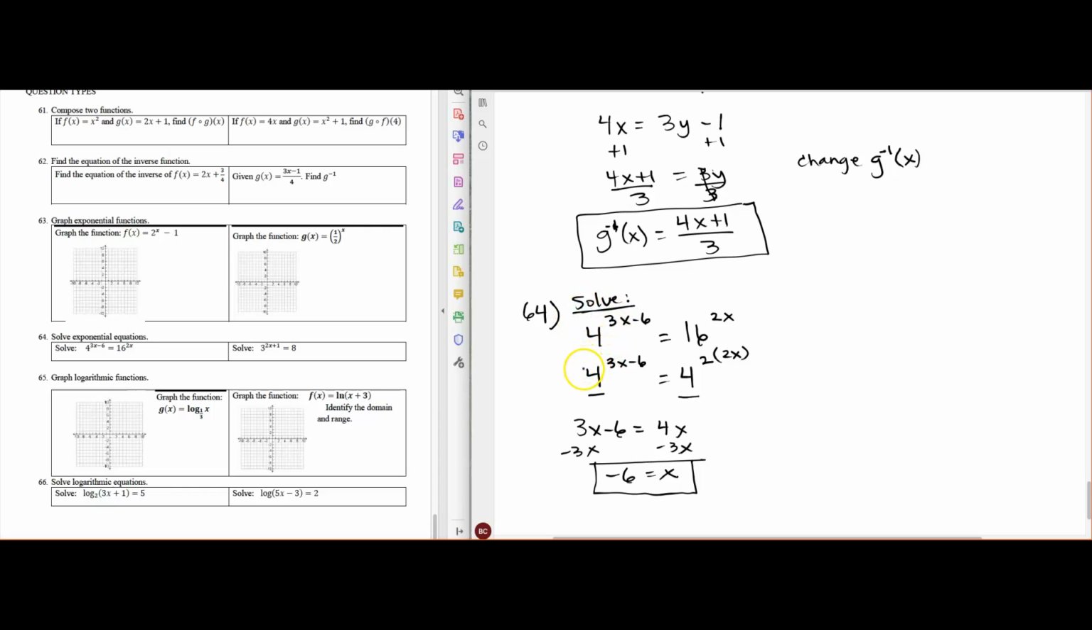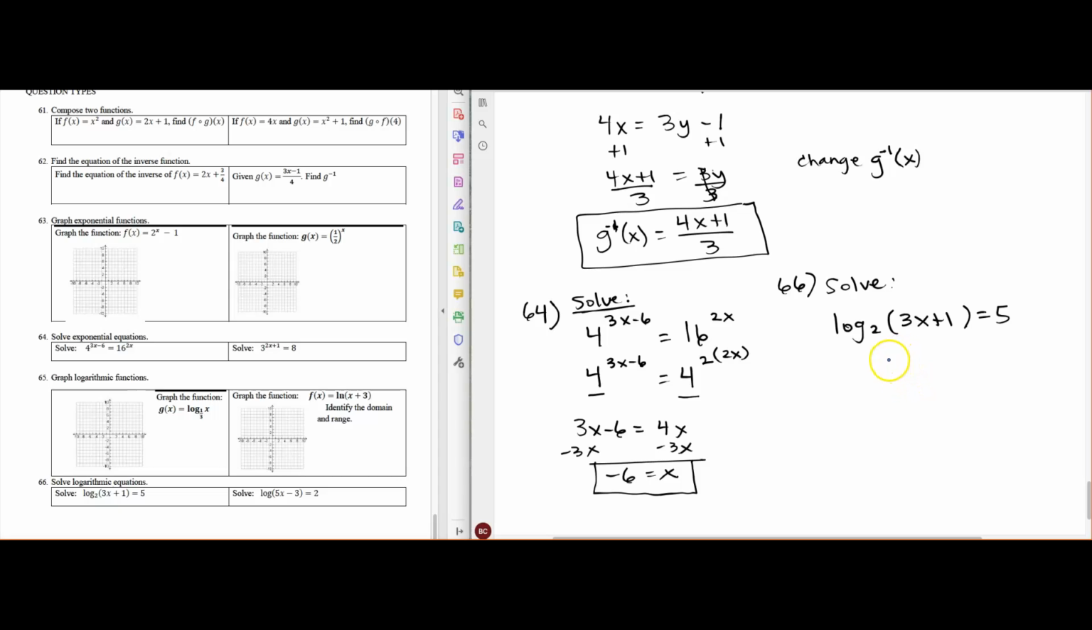Right? And then, what about solving something like 66? We're solving a log now. What would be a good first step on this one? How are we going to go about solving that? Which part of 66 are we doing, A or B? Oh, sorry, A. Yeah.